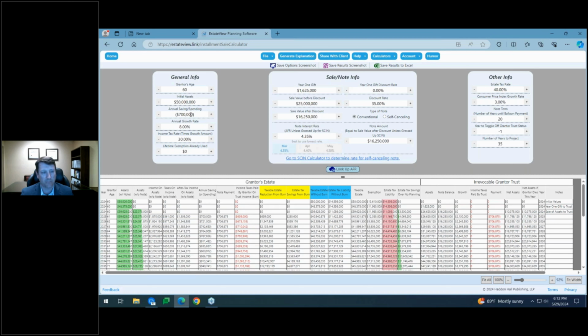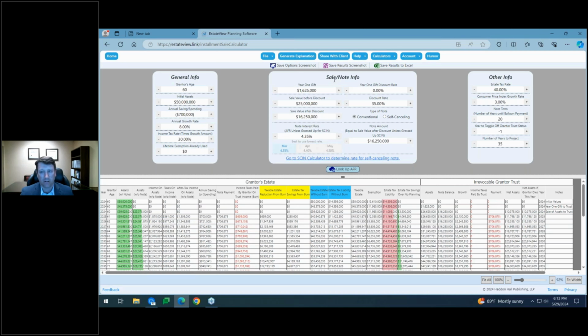And then we have their annual savings or spending. A negative number will be spending. A positive number will be saving. So you can show savings or spending, either one in this column. The annual growth rate on the assets, I'm using 8% here. Our income tax rate on that growth. For simplicity here, this calculator just assumes that all growth is taxable in the year that it occurs at a blended capital gains and ordinary income rate of 30%, and whether or not we've used any exemption.